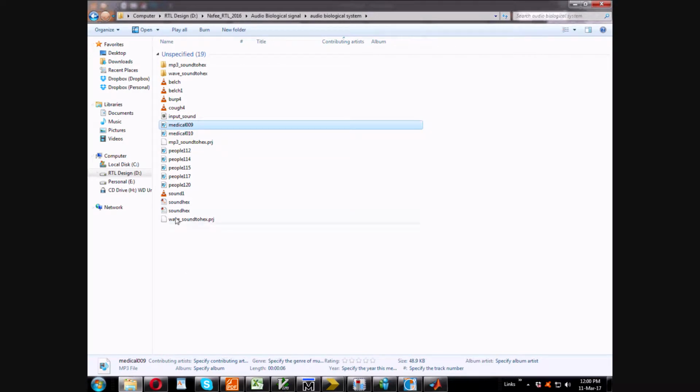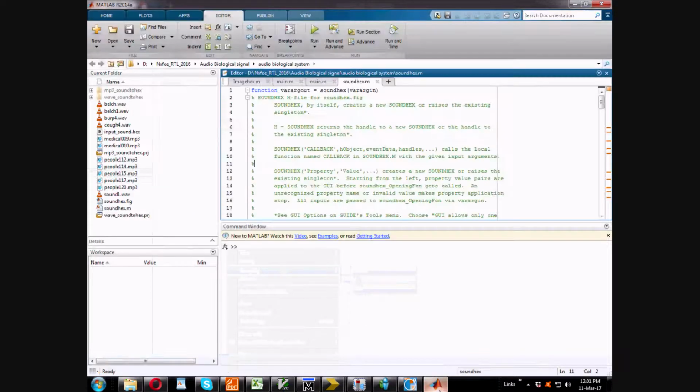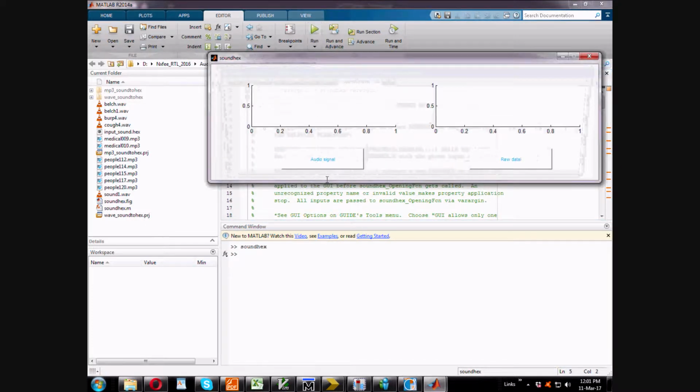So how do we convert these sound signals to hex values? That is the main work here. We can use MATLAB to convert these sound signals to hexadecimal values. This is a GUI where the input is audio signals and raw data. This GUI is helpful to convert audio signals to hexadecimal values and hexadecimal to audio signal values.